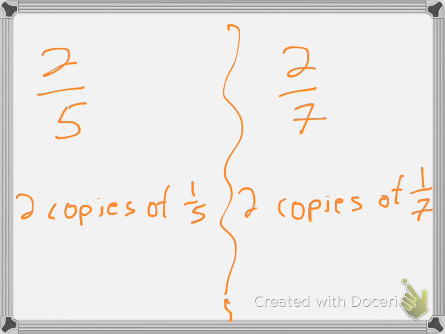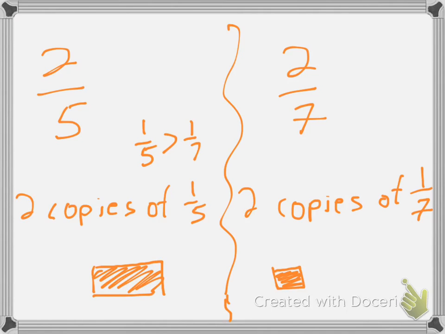As a simple conceptual model, let's represent a copy of 1 over 7 as this. Let's exaggerate the point here. And a copy of 1 over 5 is this, right? Because we know that 1 over 5 is greater than 1 over 7. We're just exaggerating the point here. Therefore, 2 copies would clearly be greater than 2 copies of something that's smaller.